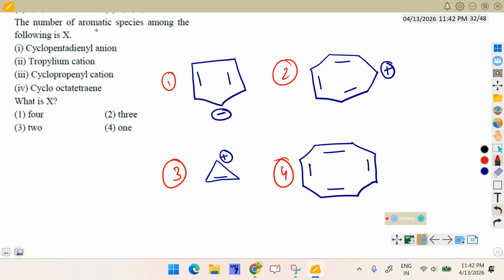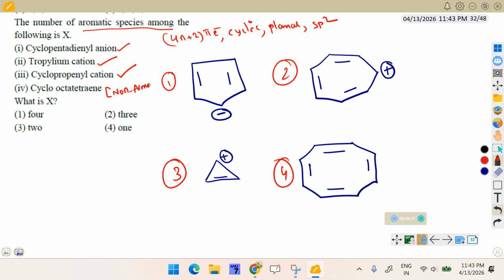The number of aromatic species among the following. The first one is aromatic; it follows the 4n plus 2 pi electron rule, cyclic, planar, carbon atoms undergo sp2 hybridization. Tropylium cation, yes. Cyclopropenyl cation, yes. Cyclooctatetraene is non-aromatic. So 1, 2, 3. Second option correct.